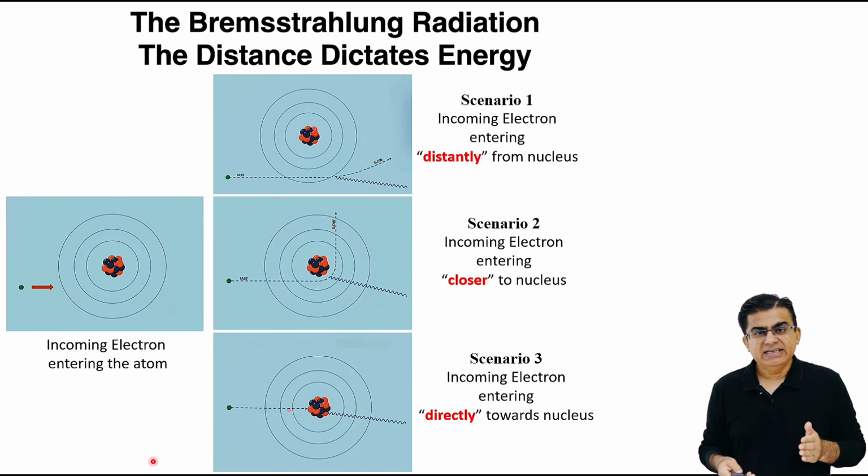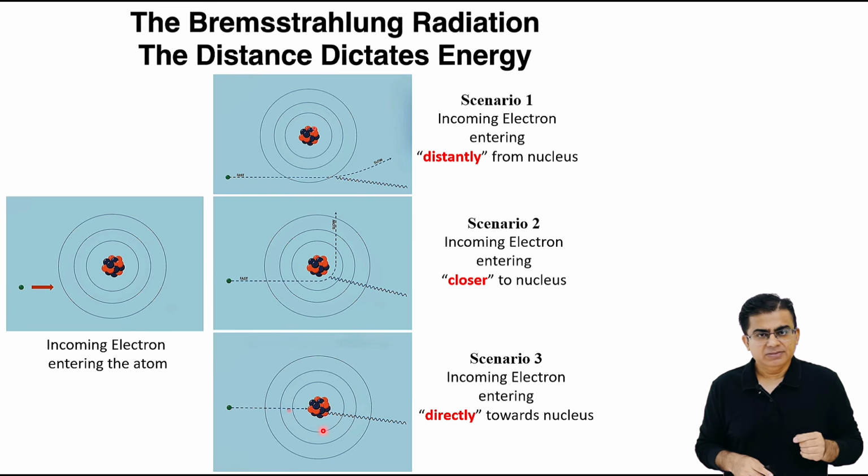See these exact three scenarios in a slightly different visual format. In scenario 1, you can clearly see the electron entering distantly from the central nucleus. In scenario 2, the incoming electrons enter much closer to the target. In scenario 3, the electron travels directly toward the absolute center for a head-on collision.